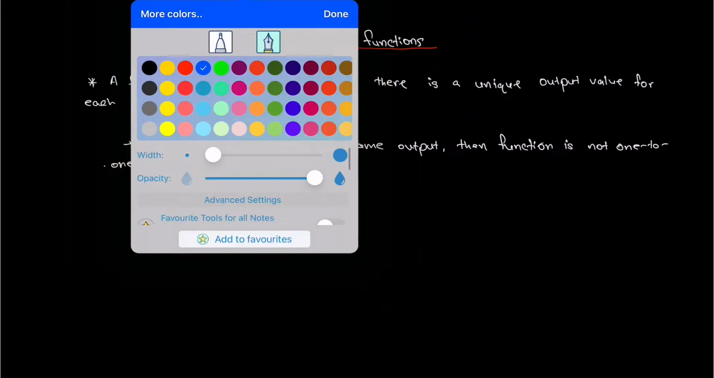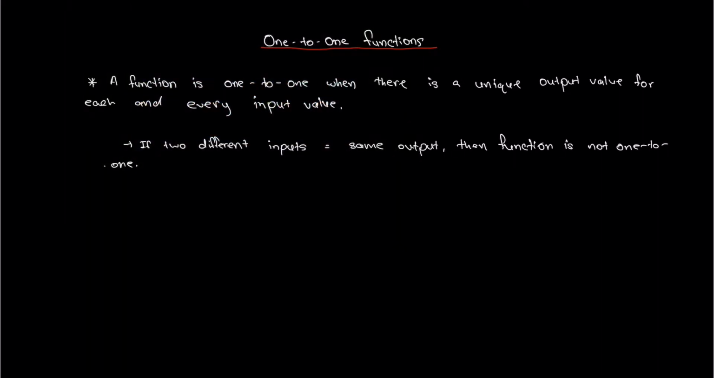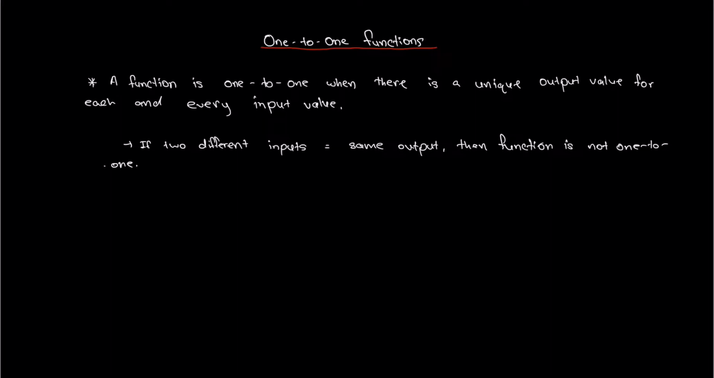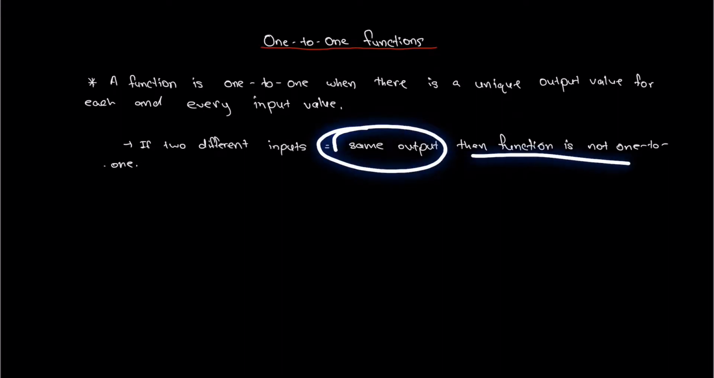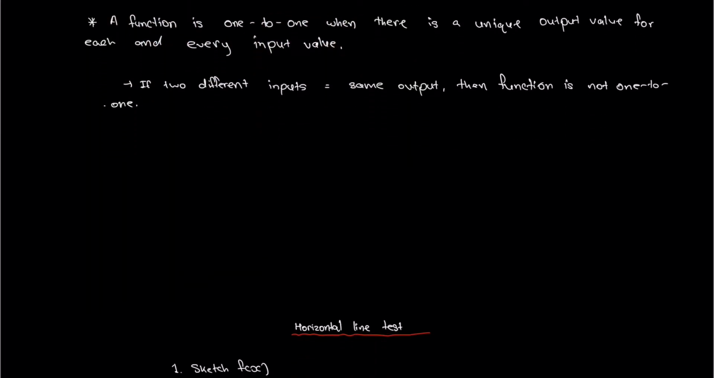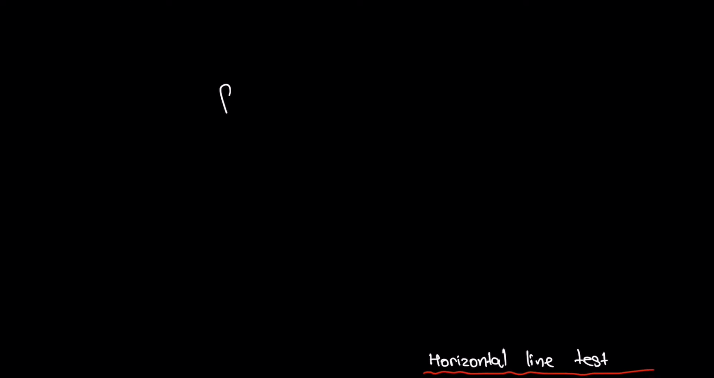Let's talk about the generic idea. If you recall, a function is just a rule where you give it an input value and it gives you an output value. A function is one-to-one when there is a unique output value for each and every input value. In other words, if two different input values that you put into the function equal the same output, then the function is not one-to-one. This may not make much sense, but I'll go through a few examples and it'll be a lot clearer. It'll be a better image to see.